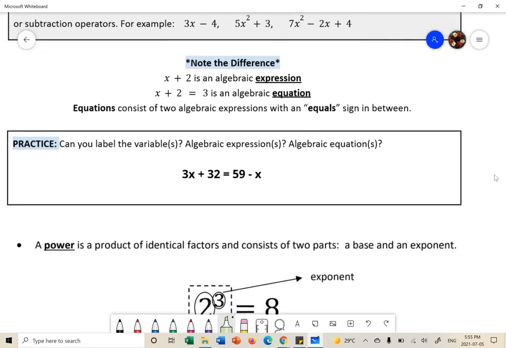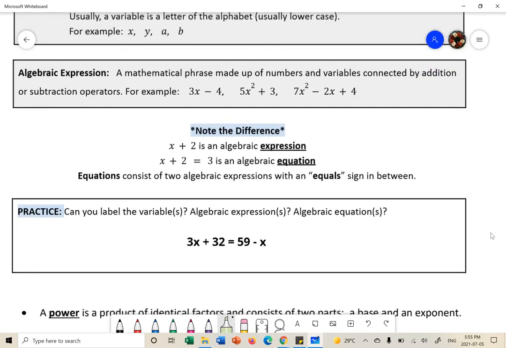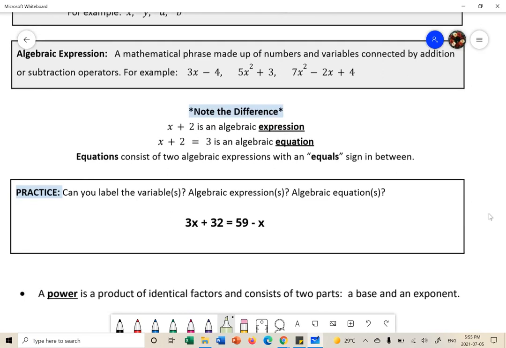There is an important difference between an expression and an equation. So we just identified an expression. An expression is a phrase of numbers and variables connected by adding and subtracting operators, whereas an equation has values on either side of an equal sign. So there are expressions on the left side of an equal sign and also on the right side of an equal sign.